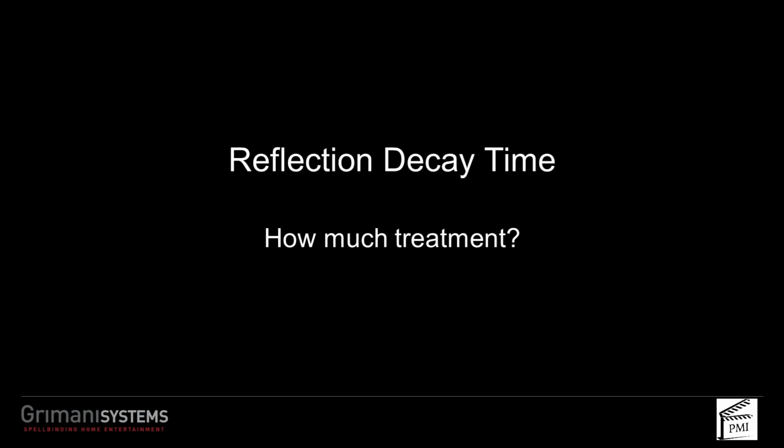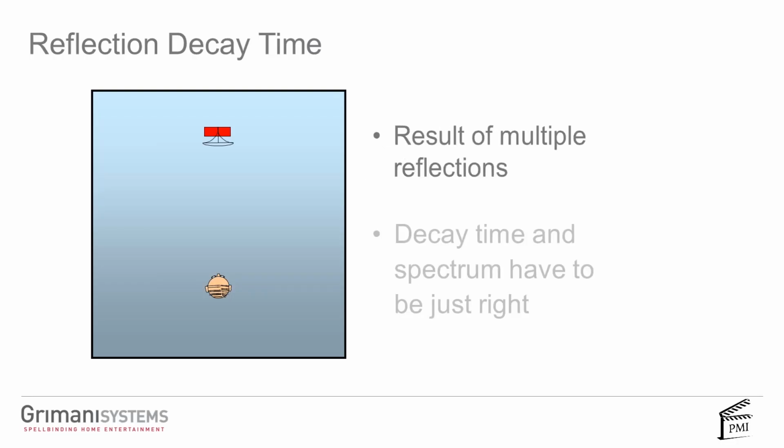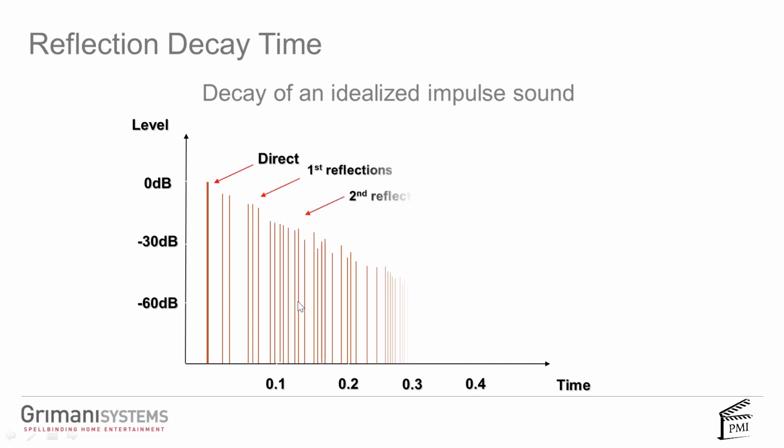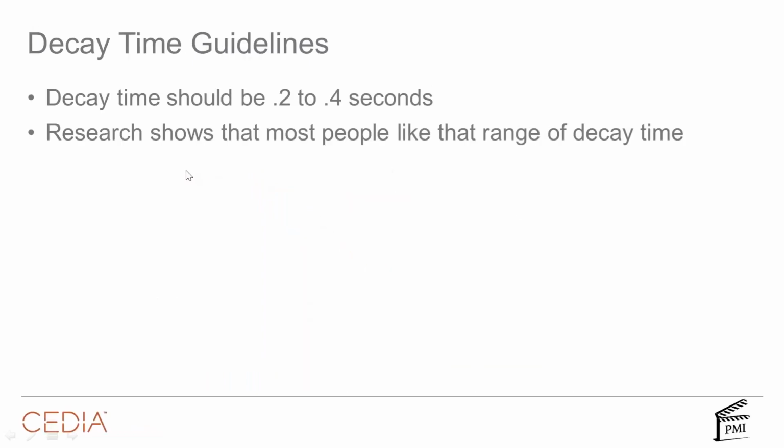Okay, so how much do we put in there? Remember that you want some reflections in the room. You don't want them all. You want the right amount. So the amount of decay time and spectrum have to be just right. Depending on the size of the room, the amount of time is short or long. You want the decay of an impulse response to look like this. The decay time should be between 0.2 and 0.4 seconds. And research shows that most people like about the same range of time given a certain room size.